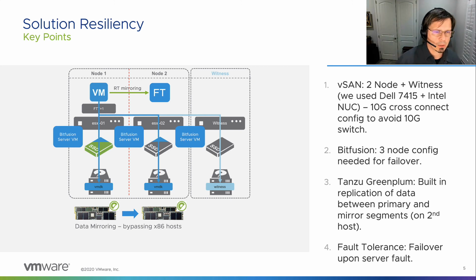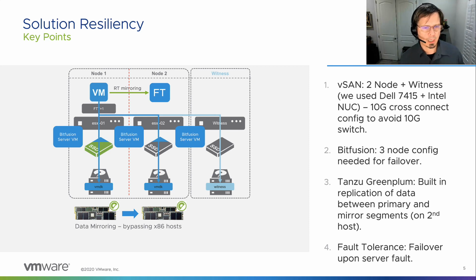Now that network does go through that jump box on node 1, the jump box VM, but it's being mirrored in real time. So if node 1 goes down, there will already be a complete copy of the data resident on node 2 NVMe devices. They'll be able to pick up and recover from the failure of the Greenplum's primary nodes.